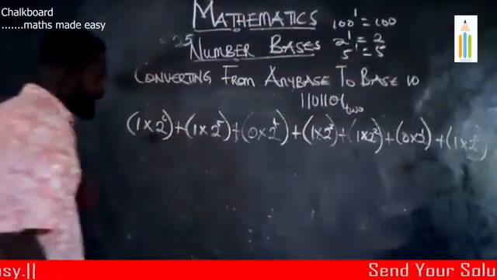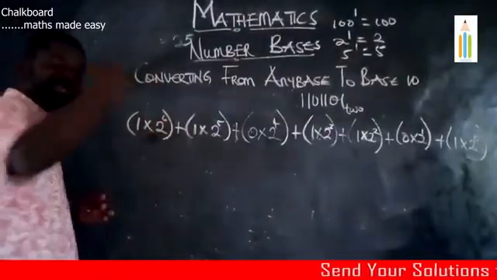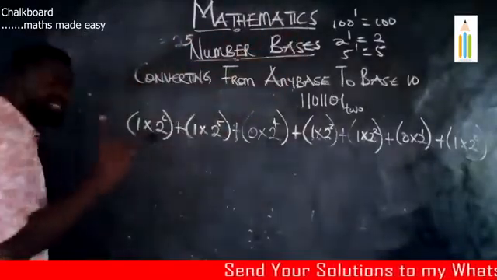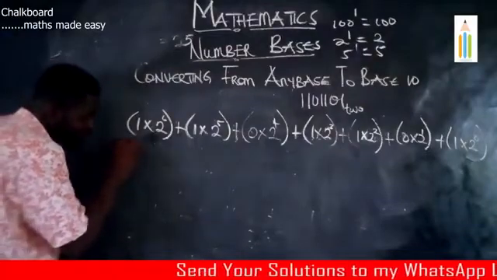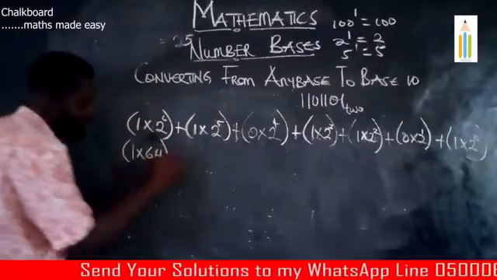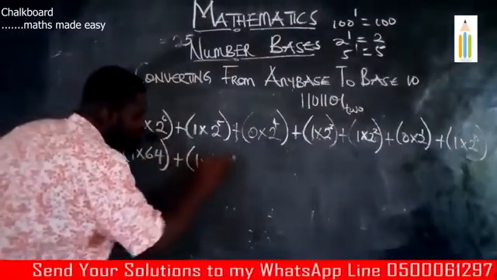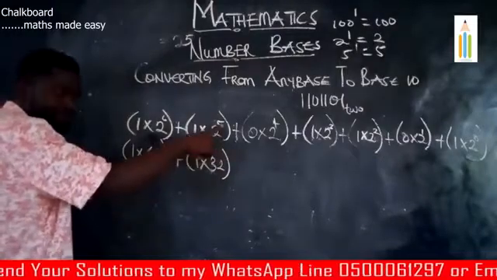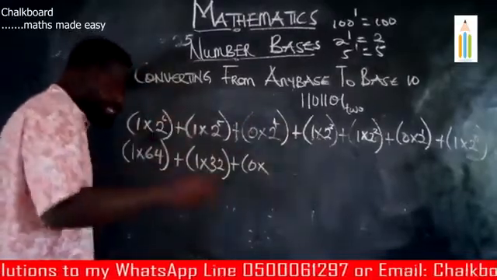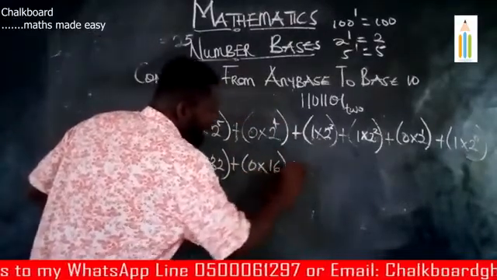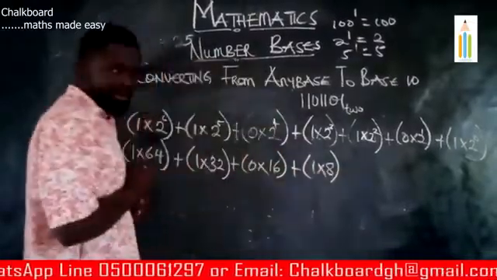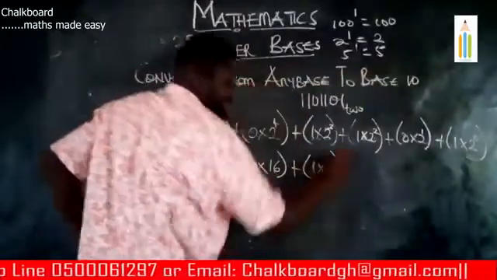Alright, so now let's simplify. 2 raised to the power 6 means 2 times itself 6 times. That's 2 times 2 times 2 times 2, 6 times. So that one is going to give us 64. So in our first bracket, I'm going to get 1 times 64, because 2 raised to the power 6 is giving us 64. Then plus 1 times 32 for this one, 2 raised to the power 5. Plus 0 times 2 raised to the power 4, which gives us 16. Plus 1 times 2 raised to the power 3, which gives us 8. Are we good? So we will keep doing that until the end.